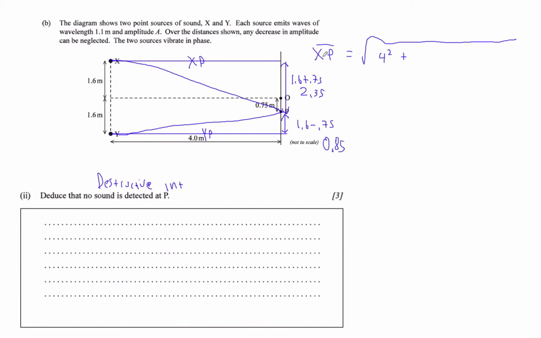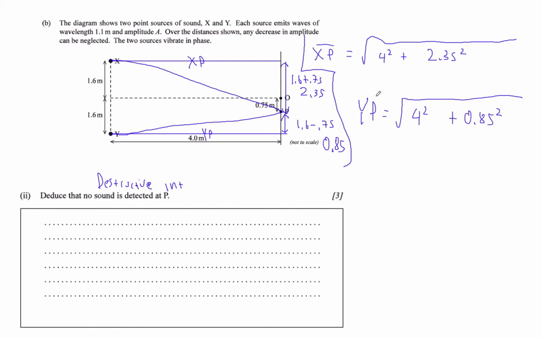Okay, so XP, Windows XP, sorry, I couldn't resist. It's 4 squared, I'm just using the Pythagorean theorem, right? So we go over 4, down 2.35, right? And YP is equal to the square root of 4 squared plus 0.85 squared. Okay, so figure out those two numbers. You're going to get two numbers there. Do the square root.